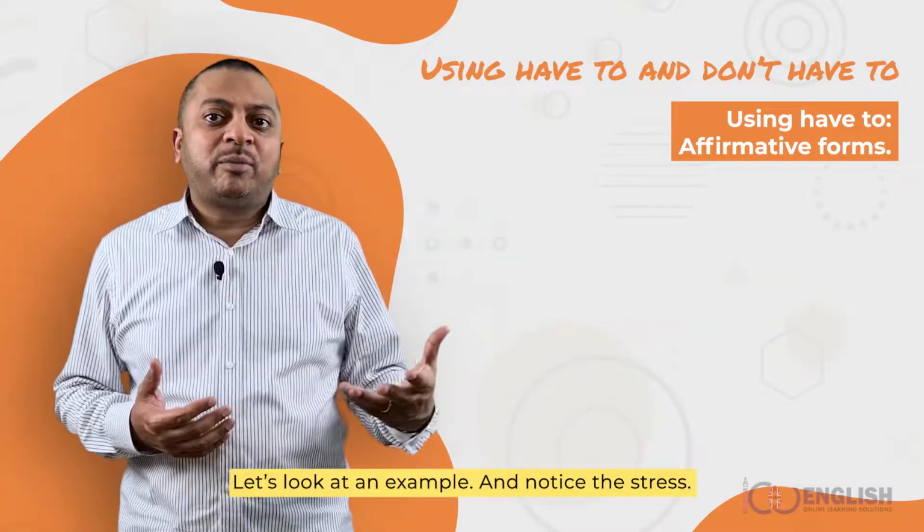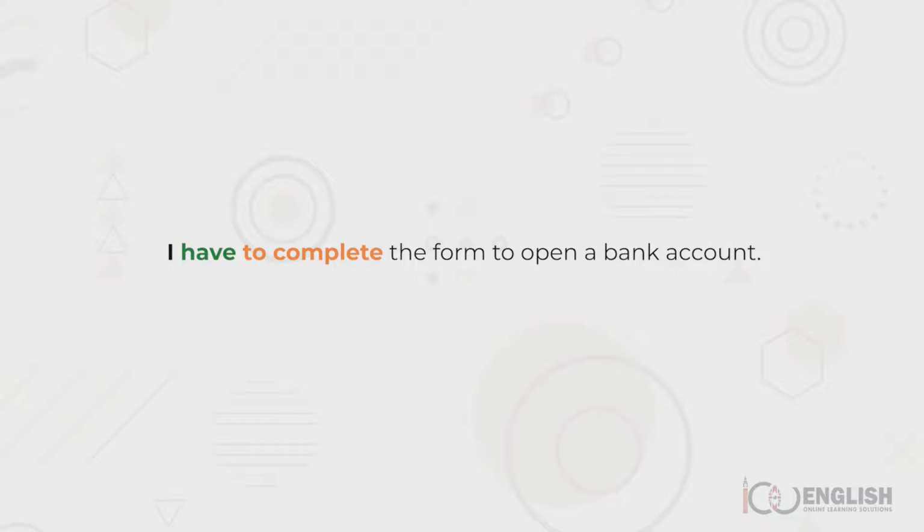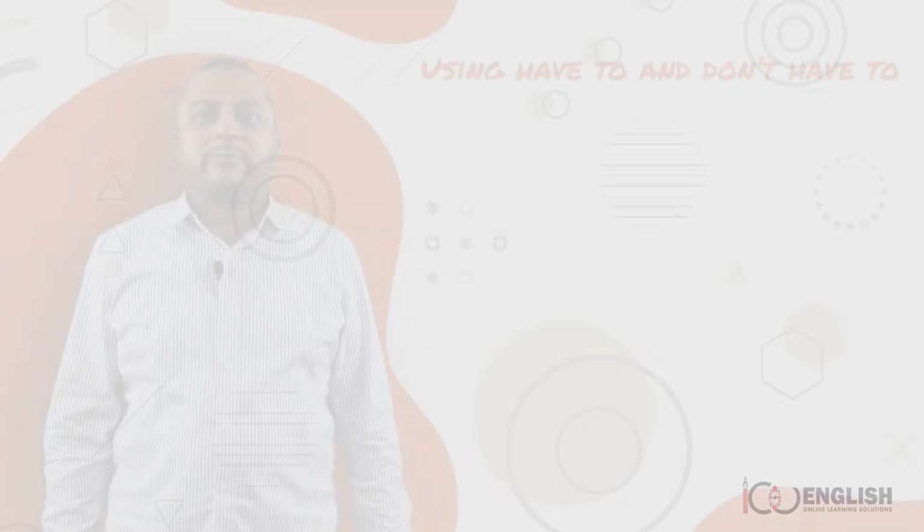Let's look at an example and notice the stress. I have to complete the form to open a bank account. Let's repeat the sentence together. Remember, the stress is on have to. I have to complete the form to open a bank account.